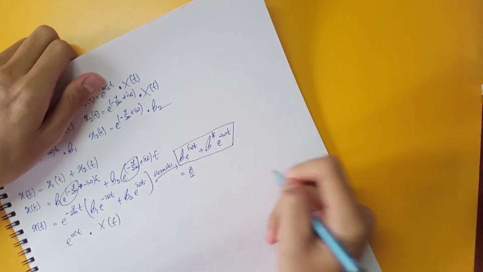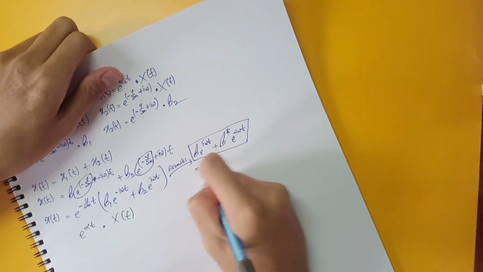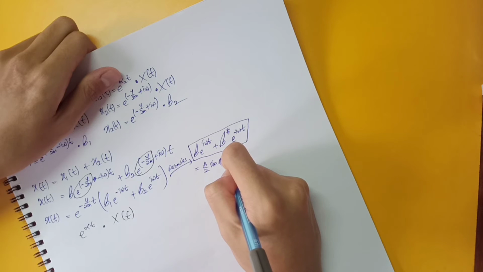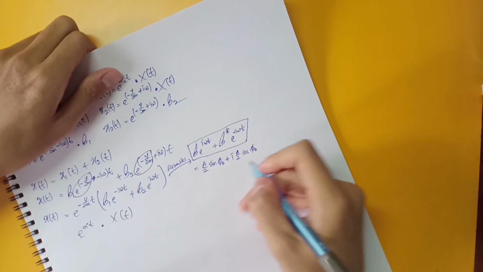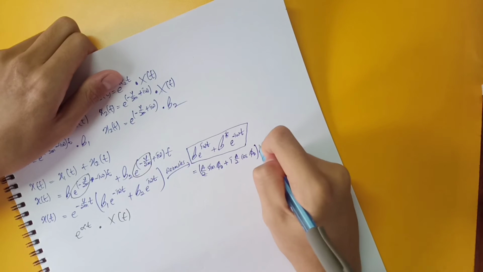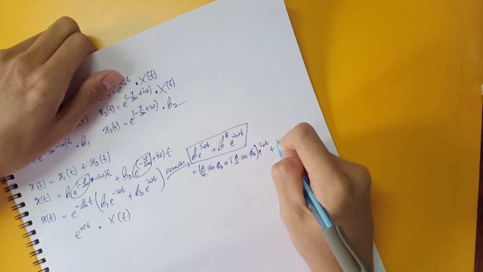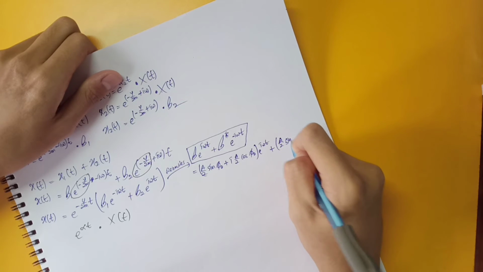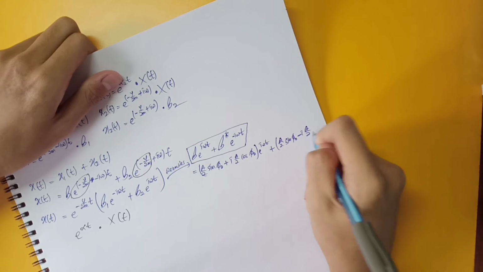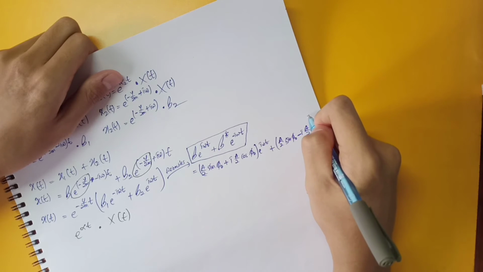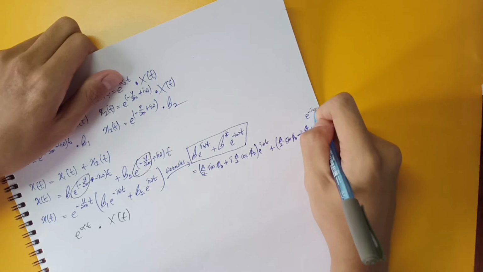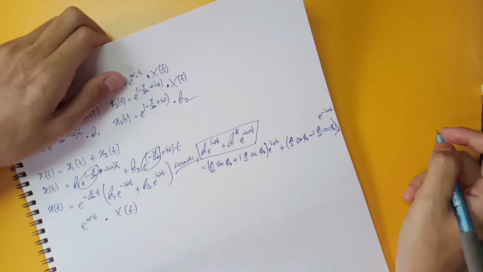So a over 2 sine pi naught, plus i a over 2 cos pi naught, and then exponential power of i omega t, plus a over 2 sine pi naught minus i of a over 2 cos pi naught times its conjugate, so exponential power of negative i omega t. This one is fine.